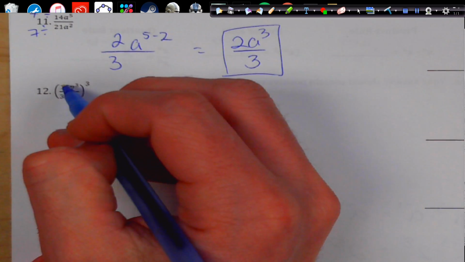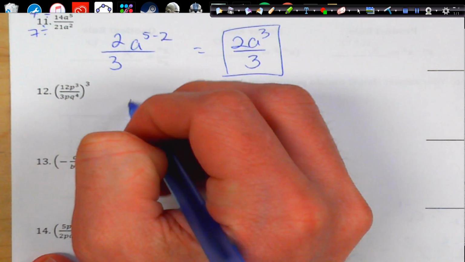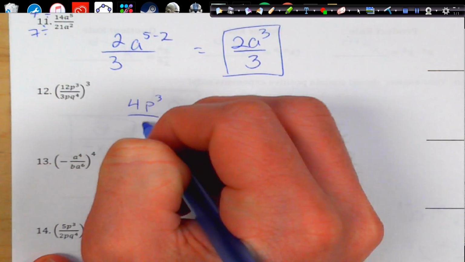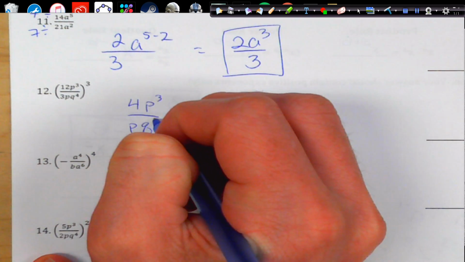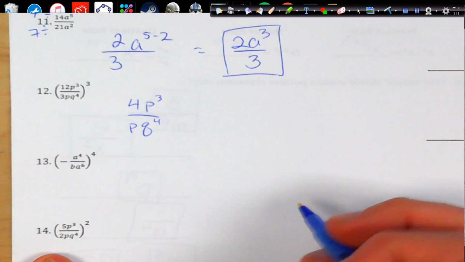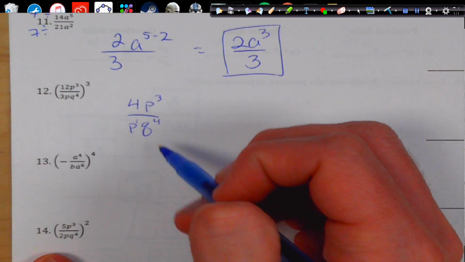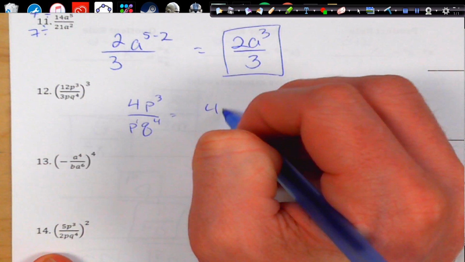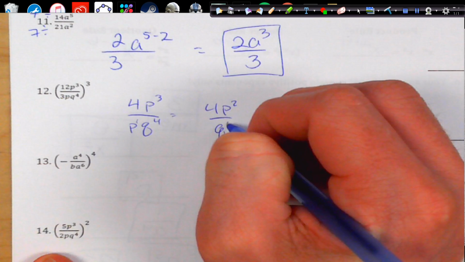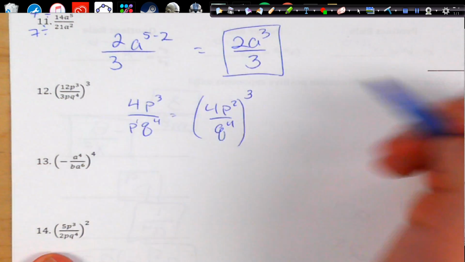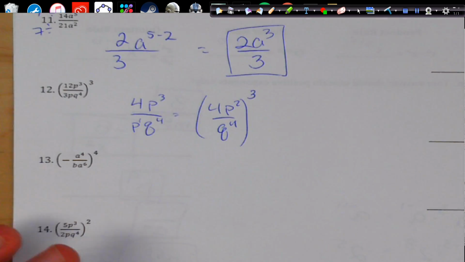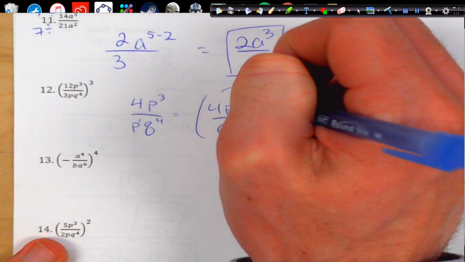Okay. First, we're going to reduce this 12 and 3. That's going to become 4p to the 3rd over pq to the 4th. Okay. We could actually even cancel out one of the p's, so I'd have 4p squared over q to the 4th. But this whole thing is still being raised to the 3rd power. Since I can't simplify anymore, now I distribute.